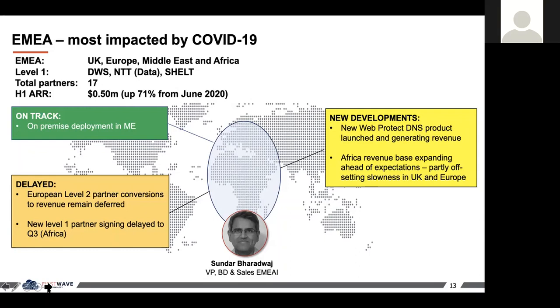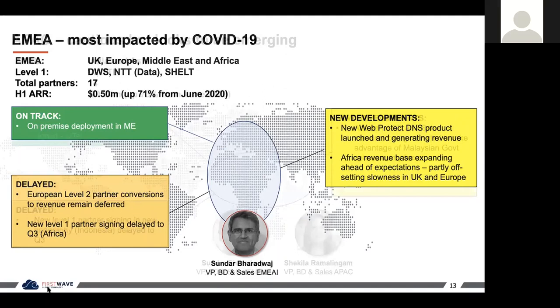In half one, annualized recurring revenue growth was 71%. This is largely because Africa and the Middle East are showing signs of recovery. Our on-premise deployment in the Middle East is on track, and the launch of the new WebProtect DNS product delivered immediate revenue in December. This has partially offset the delays in converting level two partners in Europe to revenue, and the signing of the new level one partner in Africa has been delayed until Q3.